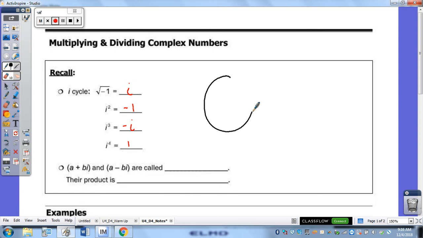Some people I know prefer to see it as the clock. We got 1, i, -1, -i. So if you prefer it that way, draw your clock. You can draw your clock in every single paper you get when it's dealing with i's.